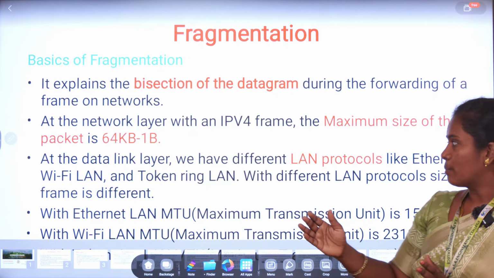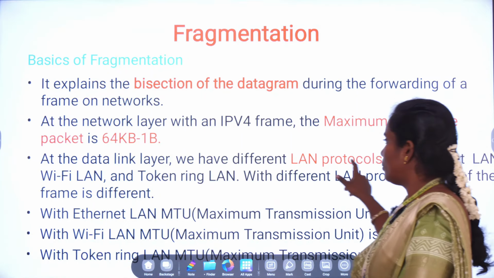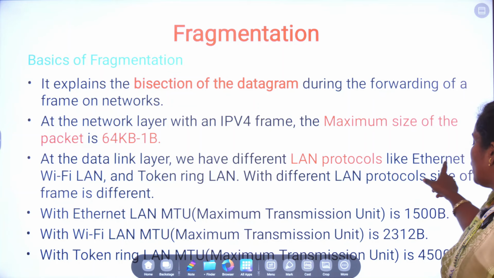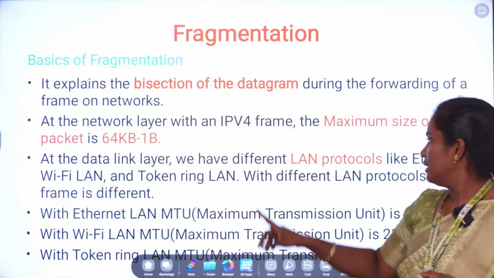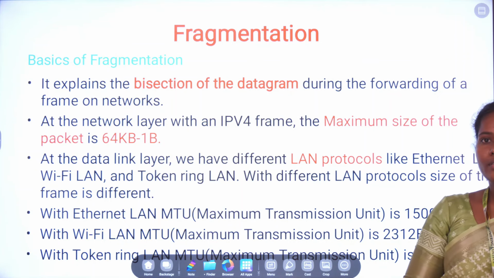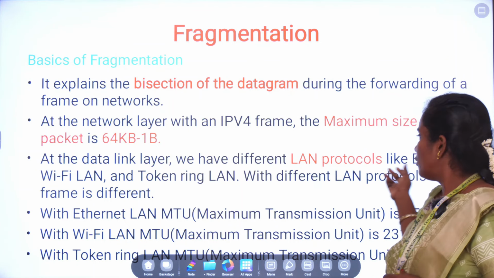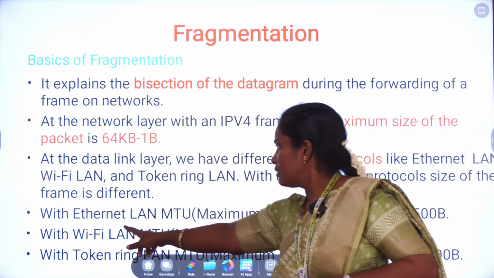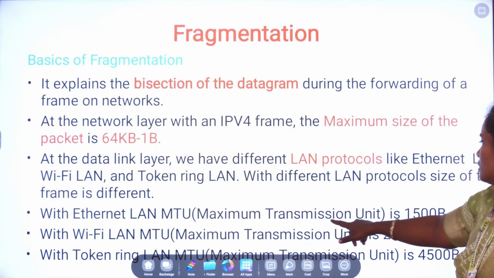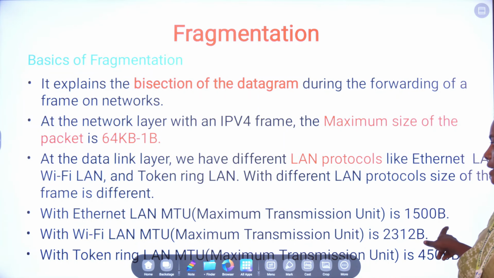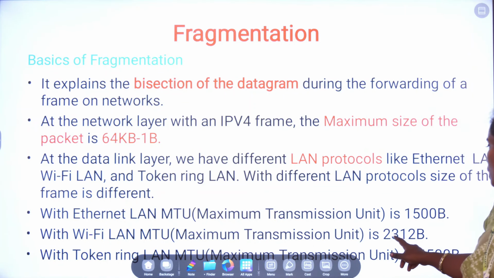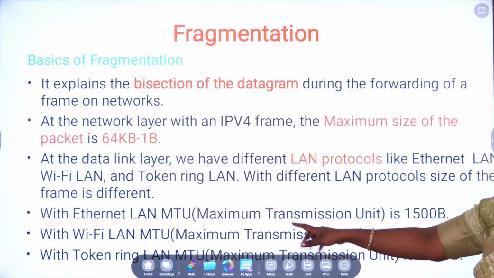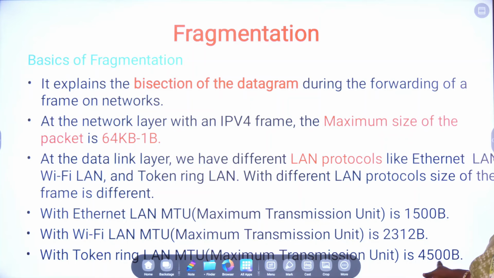Similarly, fragmentation is done based on the different LAN protocols in the data link layer. Here we have different LAN protocols: the Ethernet LAN protocol, the Wi-Fi LAN protocol, and the token ring LAN protocol. These help to fragment the packet. With the Ethernet LAN protocol, the maximum transmission unit is 1500 bytes, whereas in the Wi-Fi LAN protocol the maximum transmission unit is 2312 bytes. For token ring, the maximum transmission unit is 4000 bytes.